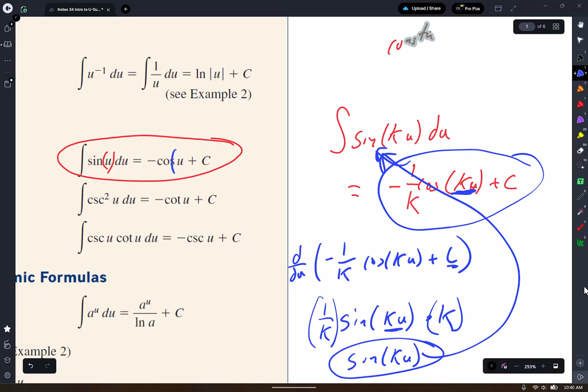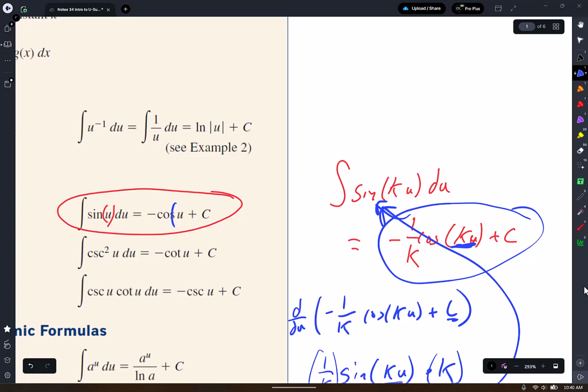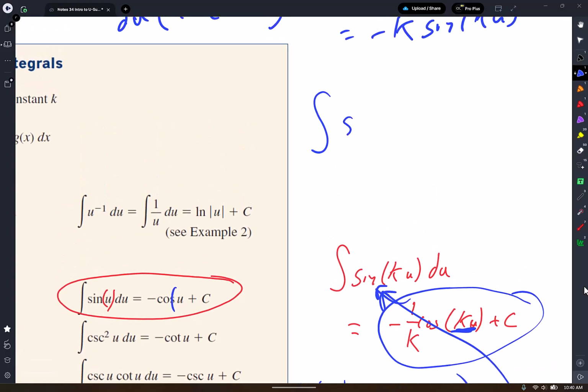Let me write a realistic example. Integral of sine of 3x dx. What's the antiderivative of this? Well, you would probably say negative cosine of 3x plus c. And notice if I take the derivative of this, I would get 3 sine 3x. But I don't have a 3 in front of that, so I need a 1/3 in front of this. That 1/3 is the reciprocal of the coefficient. You just need to make sure they cancel out when you take the derivative.